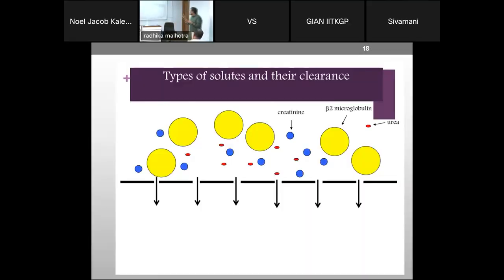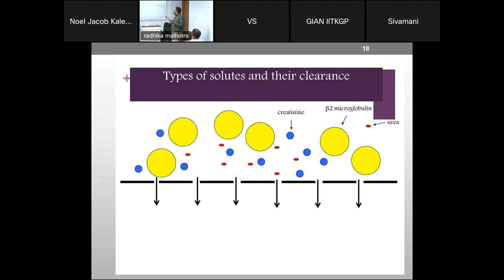Okay, so these are basically the sizes. You have urea, marked in red, which is very small, around 60 Dalton. Then you have creatinine, around 112 Dalton. And you have beta 2 microglobulin, around, I think, 13,500 Dalton. So you have such a large variation in the solutes that you want to remove.